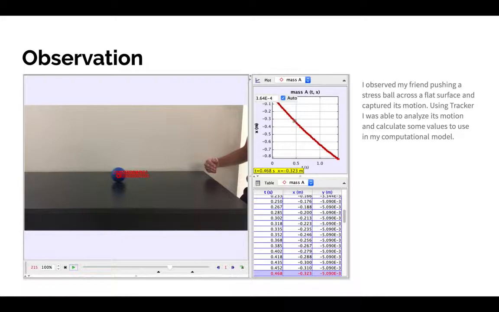The first step was to observe an object moving at constant velocity. I observed my friend pushing a stress ball across a flat surface and captured its motion. Using Tracker, I was able to analyze its motion and calculate some values to use in my computational model.